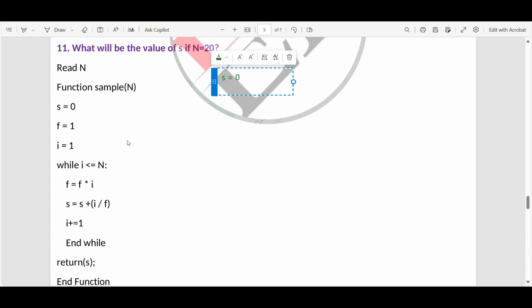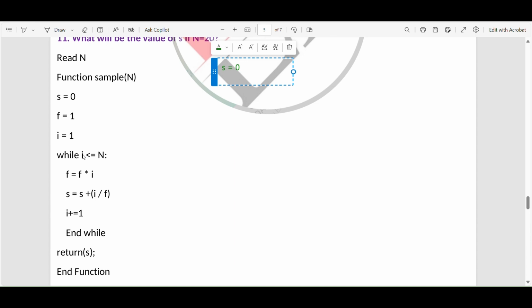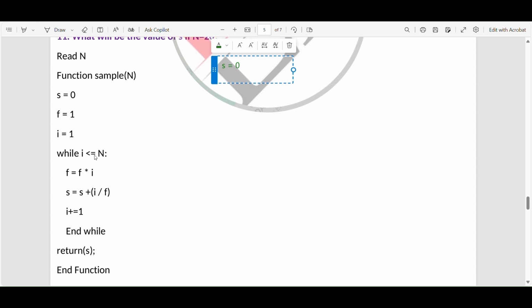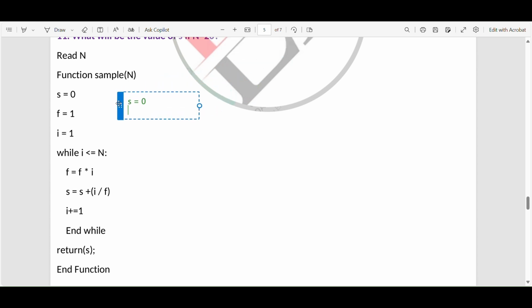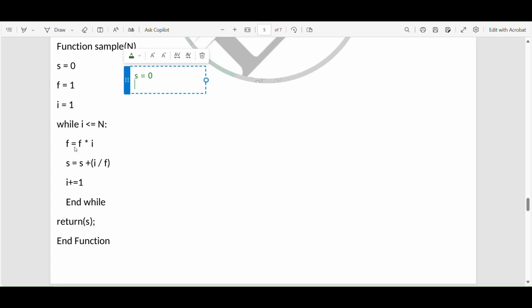And these are the values given to the variables. And next we are having a while loop. So I is less than or equal to n. Value of n is 20, and definitely 1 is less than 20, right? So when we go inside the while loop, let me write the value of n too. While I is less than or equal to n, what is I? 1 is less than or equal to 20.